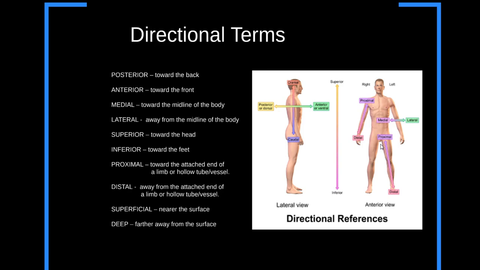Blood vessels as well. We could talk about blood vessels being hollow tubes. Is it the proximal end of the brachial artery, which would be right up here towards the attachment end here, or where the brachial artery runs right through the arm, or is it the distal end of the brachial artery?